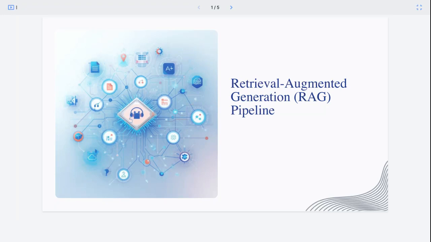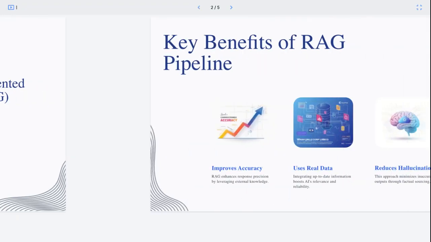RAG consists of two main words: one is retrieval and the second one is generation. The retrieval retrieves the relevant context from the vector database and passes it to the generation, meaning the LLM. The LLM has the capability to generate the response based on the relevant context.